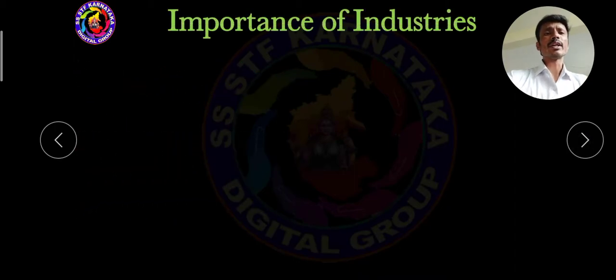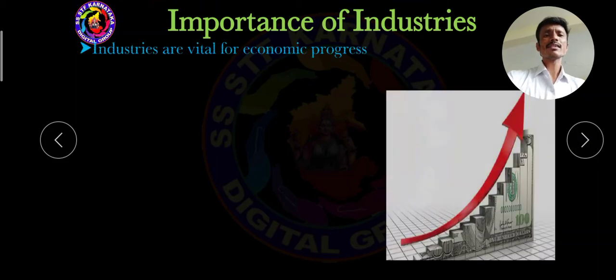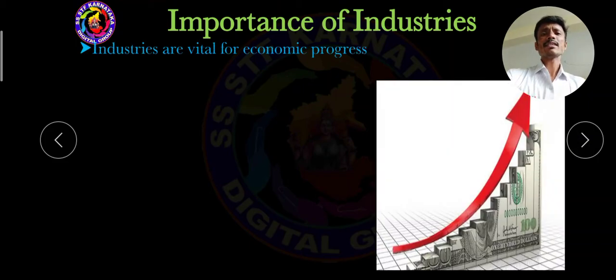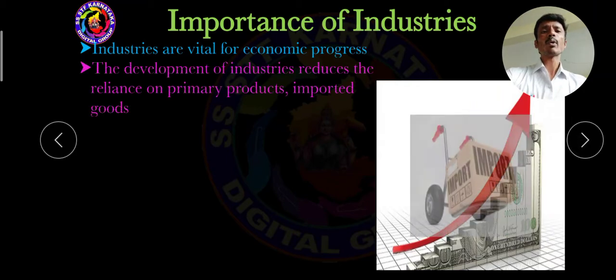Then, dear students, the importance of industries. Why are industries very important? Industries are vital for economic progress. This means they are very important for economic progress. Industries develop from lower to higher levels, and all the credit for that goes to industries. So industries are vital for economic progress.